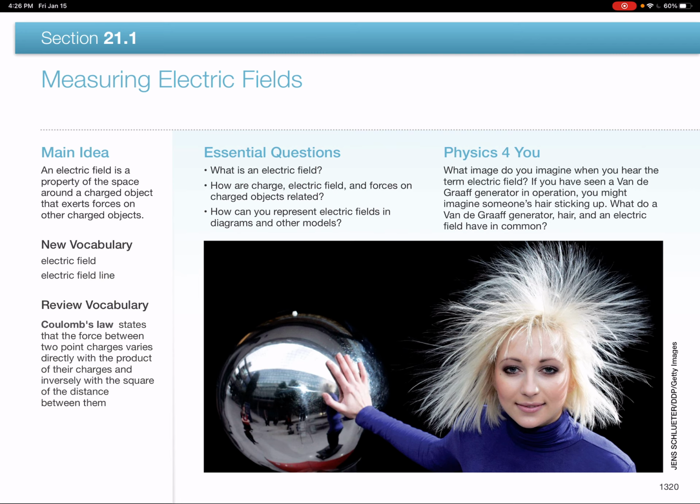We did it for 3 charges. You could imagine if it gets up to 10 or 1,000 or a billion charges, this problem would get very, very difficult. So in order to represent the effect of a large distribution of charges, we have something that's called the electric field. So today we're going to see just what is an electric field, how charge and electric field and forces are related, how we can represent electric fields in diagrams and other models, and how you can use an electric field.